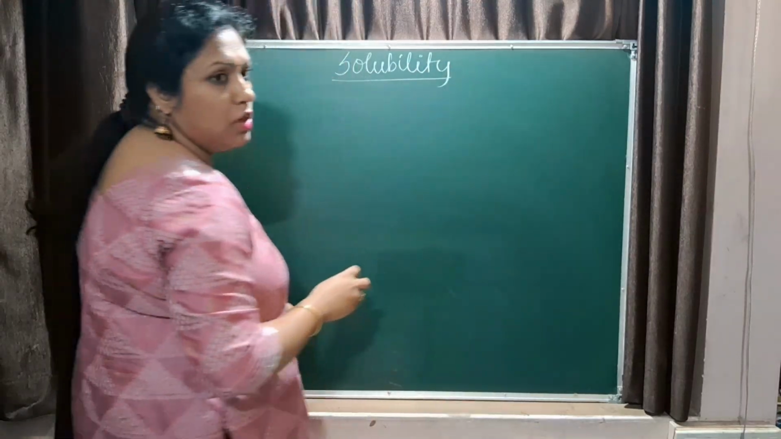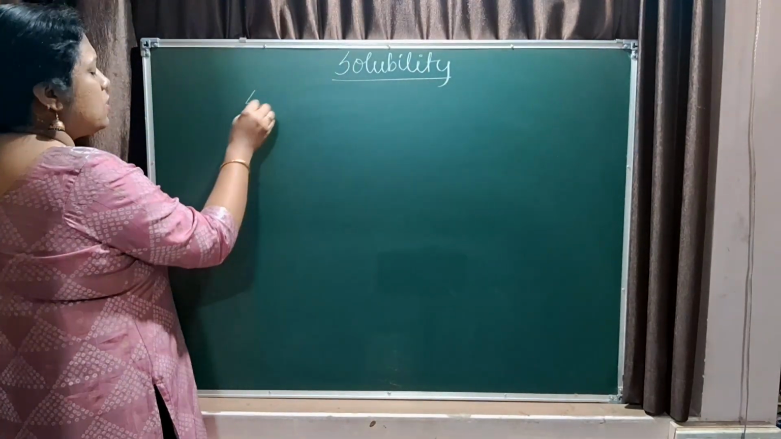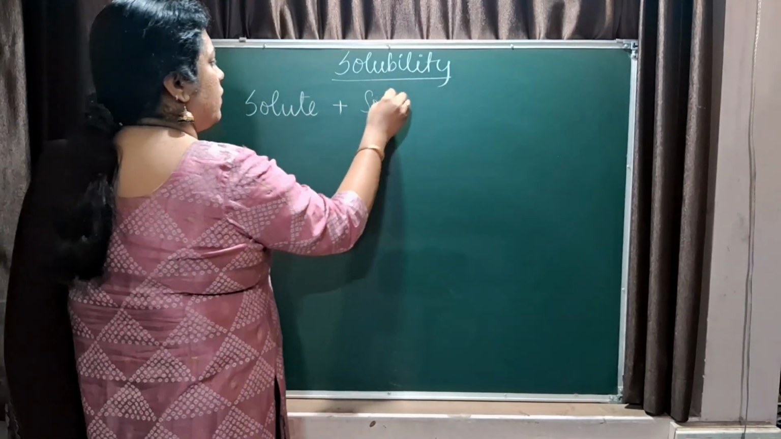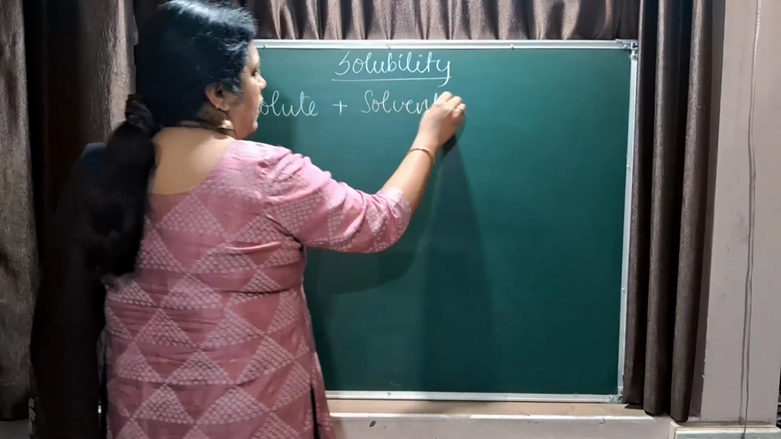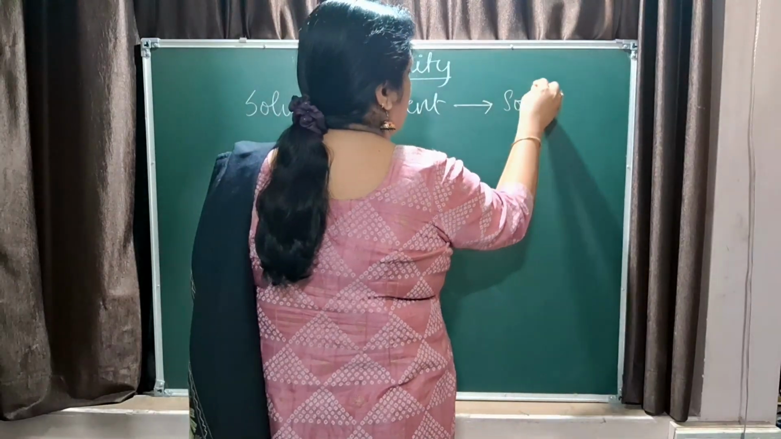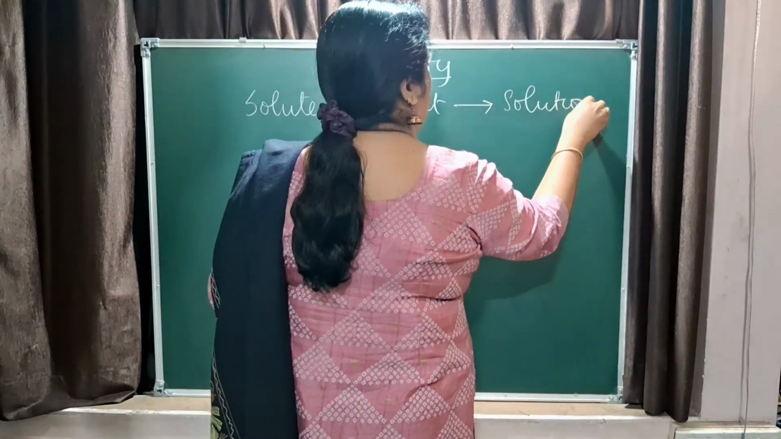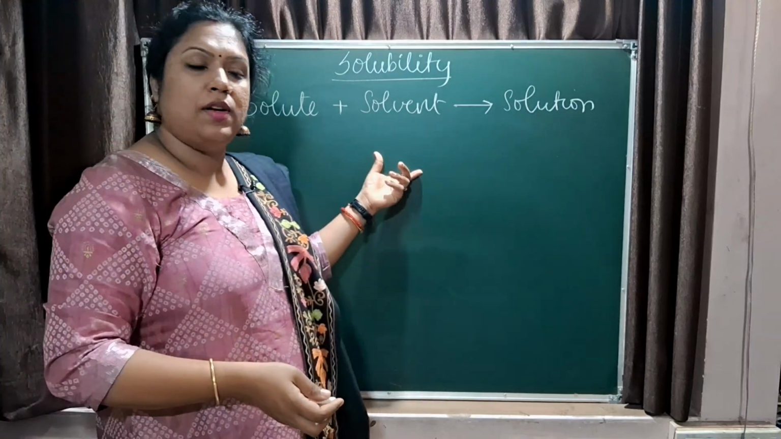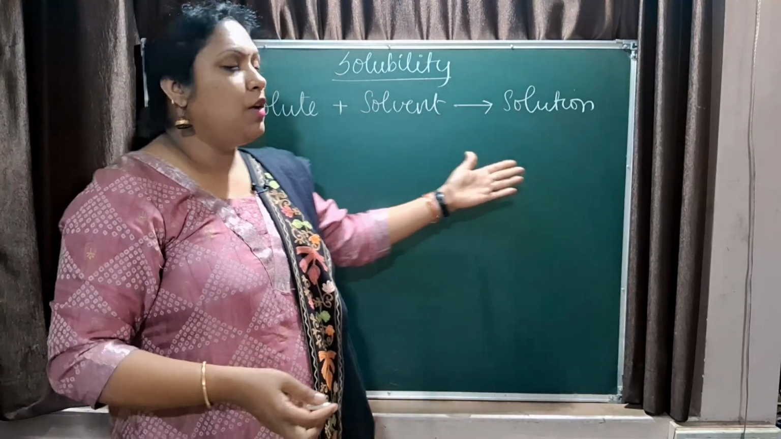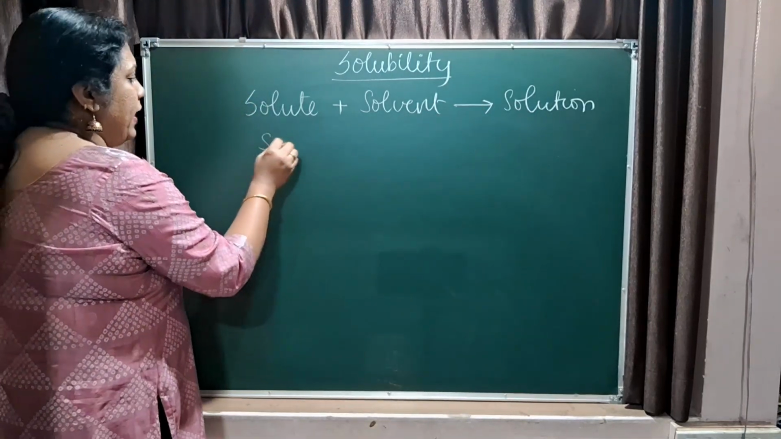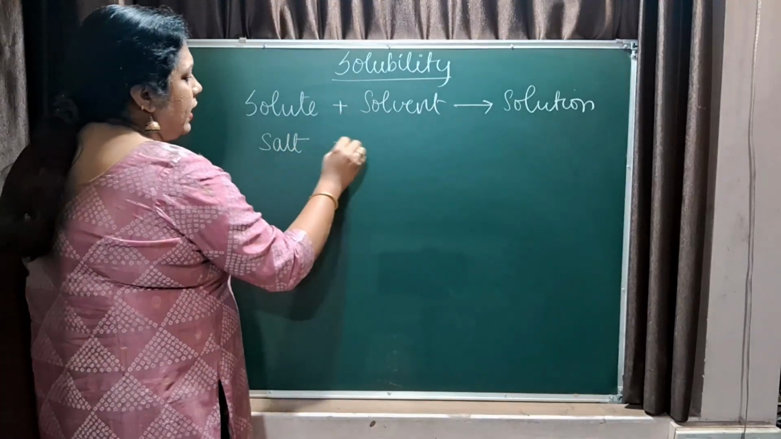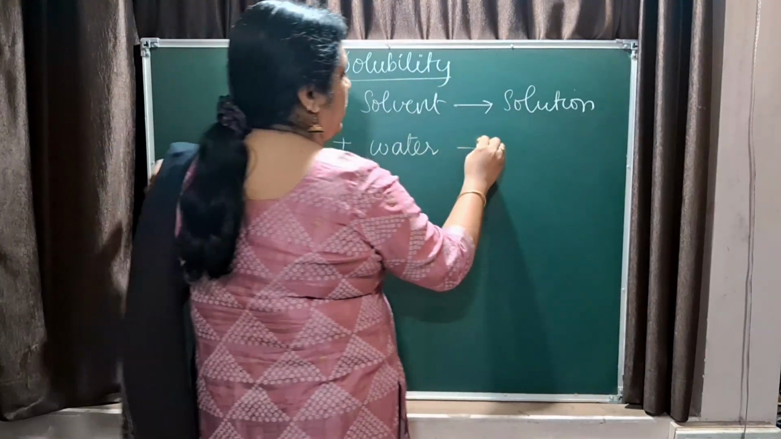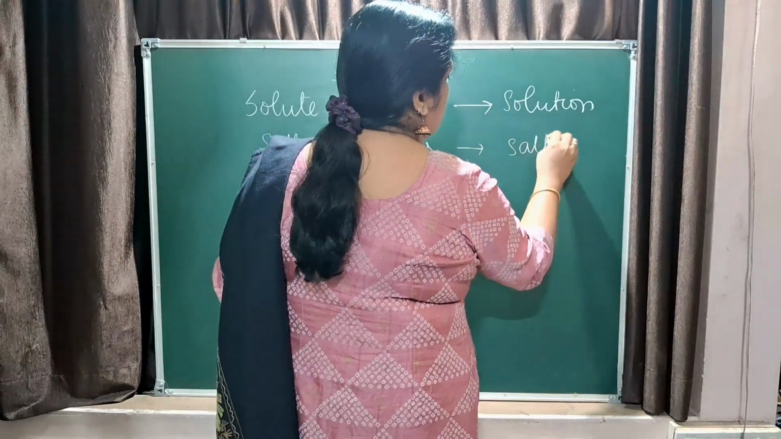For knowing about solubility, you should know what a solute is, what a solvent is, and what a solution is. Now, solute is the substance which is added to a solvent to make a solution. For example, if I take salt and add it to water, water is the solvent, and it gives you the salt solution.